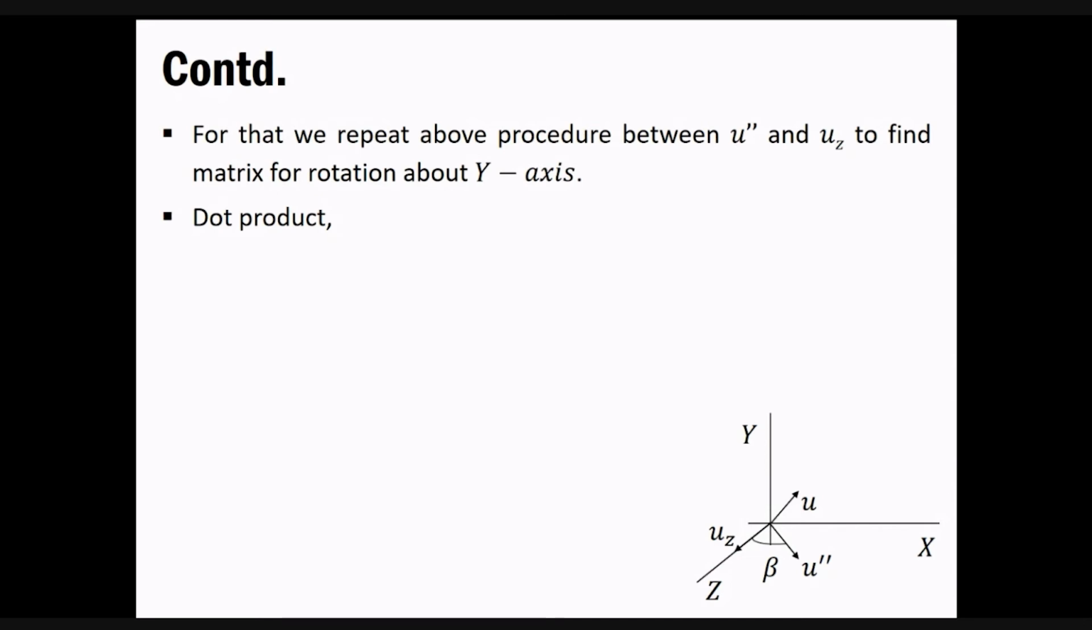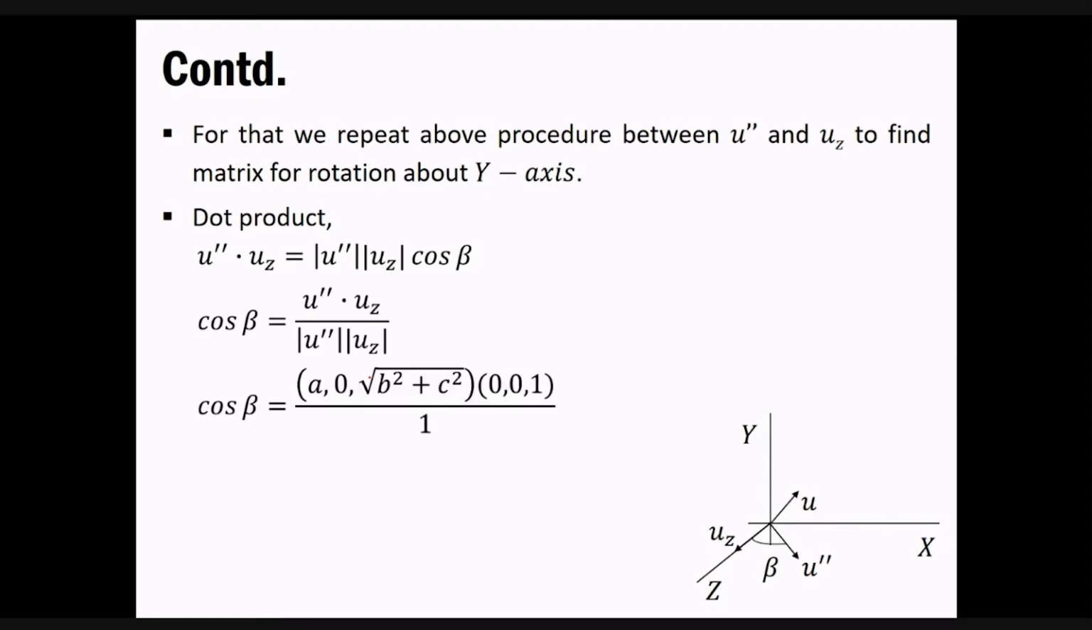So now we'll be doing the same thing, performing the same operations. As we don't have that information directly, we perform it with the dot product and the cross product. The same sort of operations are performed, but now the values change. Instead of the previous value, we now have a, 0, under root b square plus c square, but obviously the uz value remains the same, that is 0 0 1.